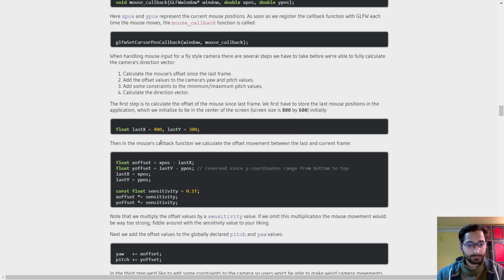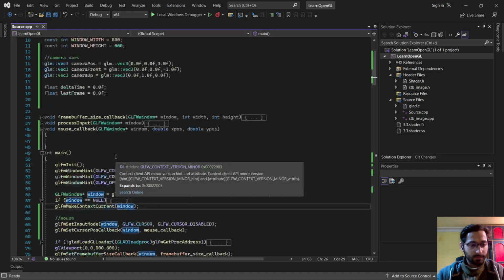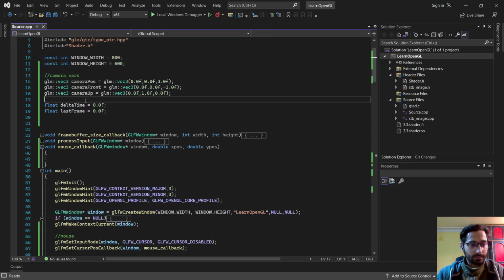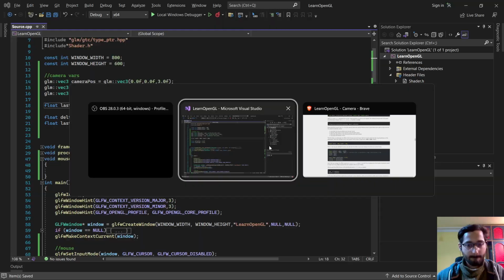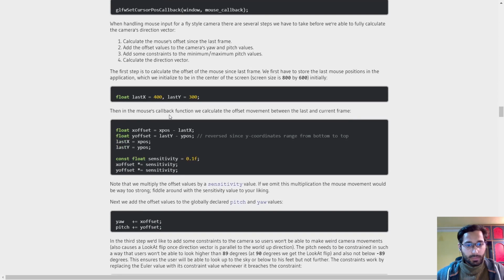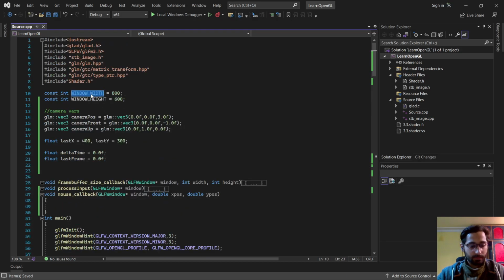Cool, let's do that. I'm just gonna add that here. Then in the mouse's callback function, we calculate the offset movement between the last and the current frame. So we know the last position, and here we know the current position. Rather than hard coding it to this value, why don't we calculate it from the window width and the window height?